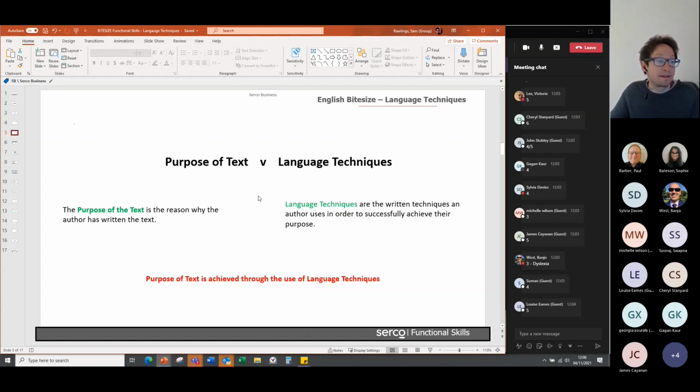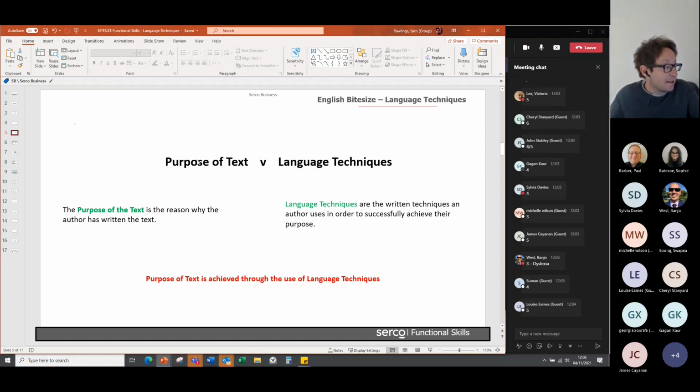However, there are elements in your English that you do need to know what the terminology is. So that if you get a question that says what language techniques are being used in the text, obviously you need to know what this means and you need to have memorized some language techniques. In the same way, if they say what is the purpose of this text, if you don't know what that means, obviously you won't be able to answer the question. So what we did on Tuesday was just clarify what these terms mean.